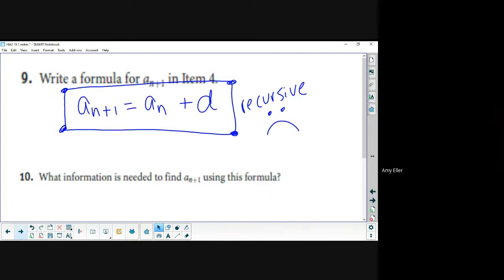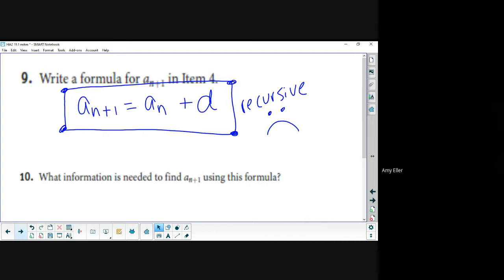Let me read the paragraphs there that fall under number 10. Finding the value of a sub n plus 1 in the formula you wrote in number 9 requires knowing the value of the previous term. Such a formula is called a recursive formula, which is used to determine a term of a sequence using one or more of the previous terms. That's why I don't like it. You have to know the term before it, and you don't always know that.